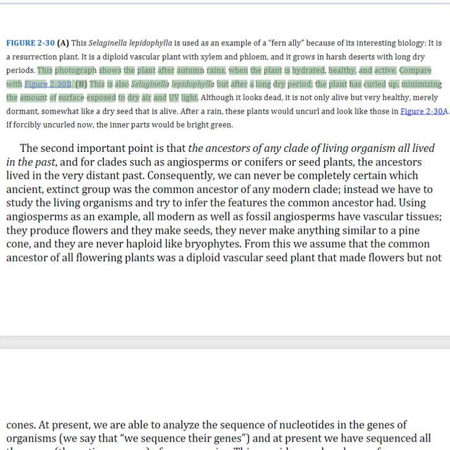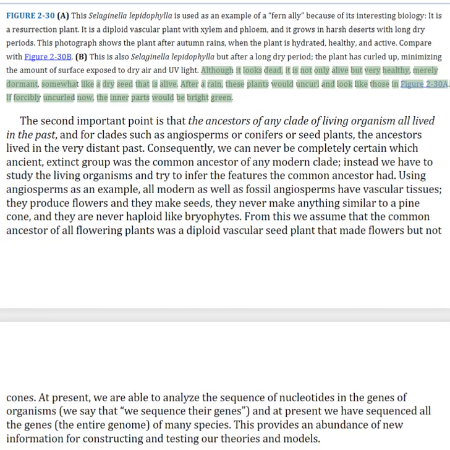Compare with figure 230b. This is also Selaginella lepidophylla, but after a long dry period, the plant has curled up, minimizing the amount of surface exposed to dry air and UV light. Although it looks dead, it is not only alive but very healthy, merely dormant, somewhat like a dry seed that is alive. After a rain, these plants would uncurl and look like those in figure 230a. If forcibly uncurled now, the inner parts would be bright green.